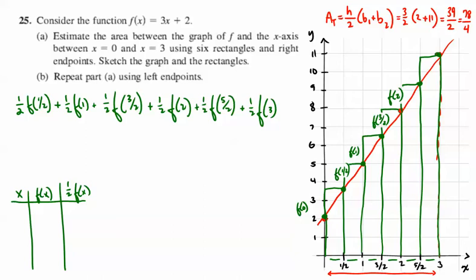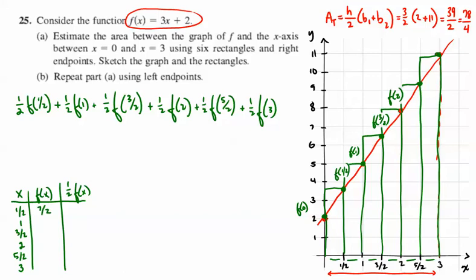So the x values that we're working with are, I'll just go ahead and put in the 1/2. That's the height of the first rectangle, then 1, then 3/2, then 2, then 5/2, and 3, using the right endpoints. Now, all we need to do is plug those values of x into our function. F of x is equal to 3x plus 2. So we plug in 1/2, that's 3/2 plus 2 is going to give me 7/2.